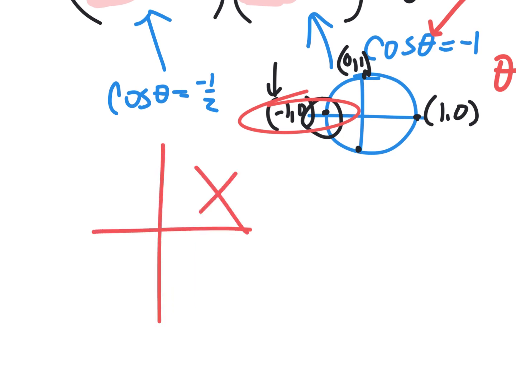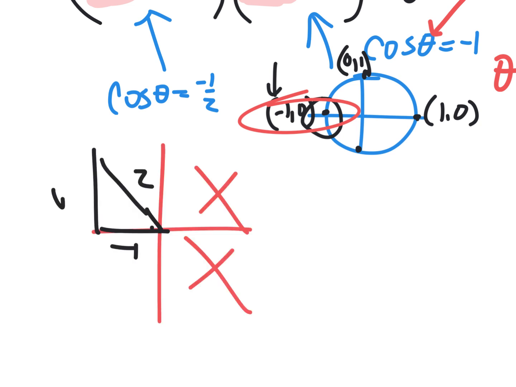Cosine's negative, so it can't be here and it can't be here. And I draw the triangle. And cosine's adjacent over hypotenuse. 1, -1, and a 2, and that makes this a square root of 3. And what's across from the square root of 3? Ooh, that's a 60. But I don't say 60, I say pi over 3. And it's not really pi over 3, it's 2 pi over 3.